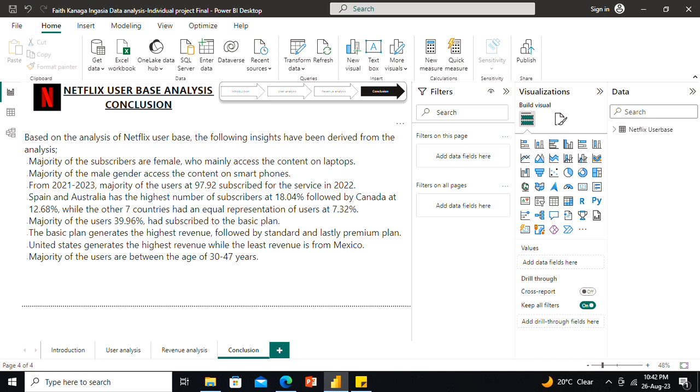Spain and Australia have the highest number of subscribers at 18.04%, followed by Canada, while the other 7 countries have an equal representation at 7.32%. The majority of the users are also subscribed to the basic plan, which generates the highest revenue, and the United States generates the highest revenue, followed by the rest, and the least is from Mexico. The majority of the users are between the ages of 30 and 47.